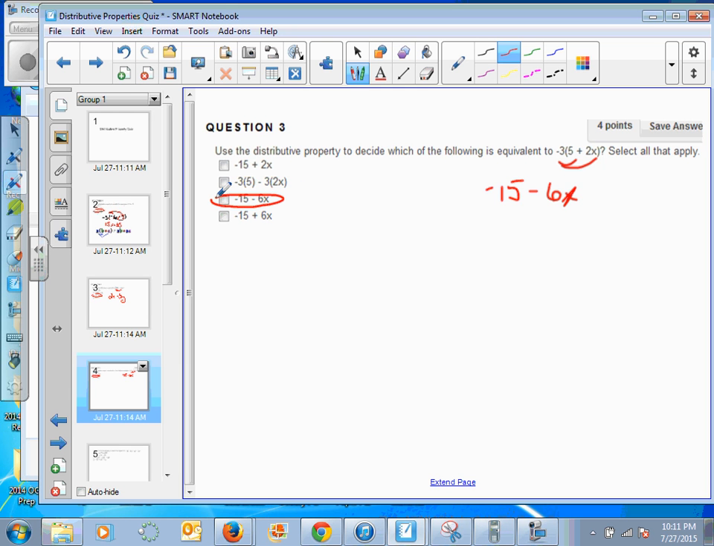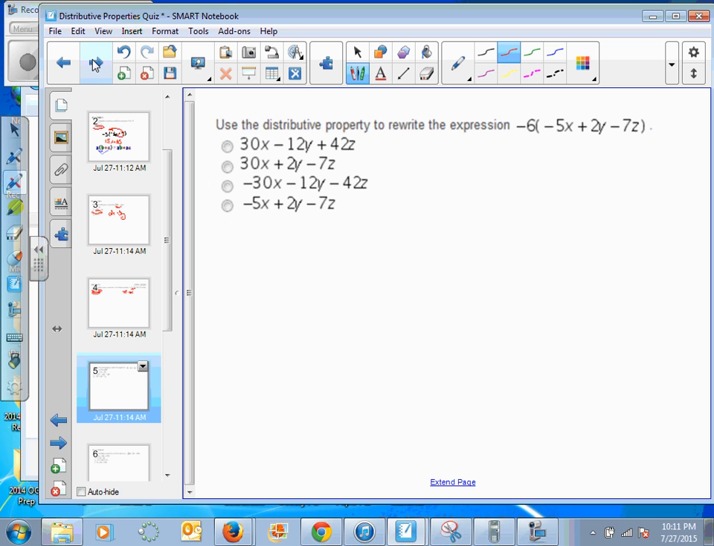Now, the other thing that was going on that we did, but we didn't really talk about, was that we had -3 times 5. We also had -3 times 2x. It doesn't just have to be two numbers in those parentheses. You could have those 3 in there. So we're still going to distribute, just going to do it 3 times.